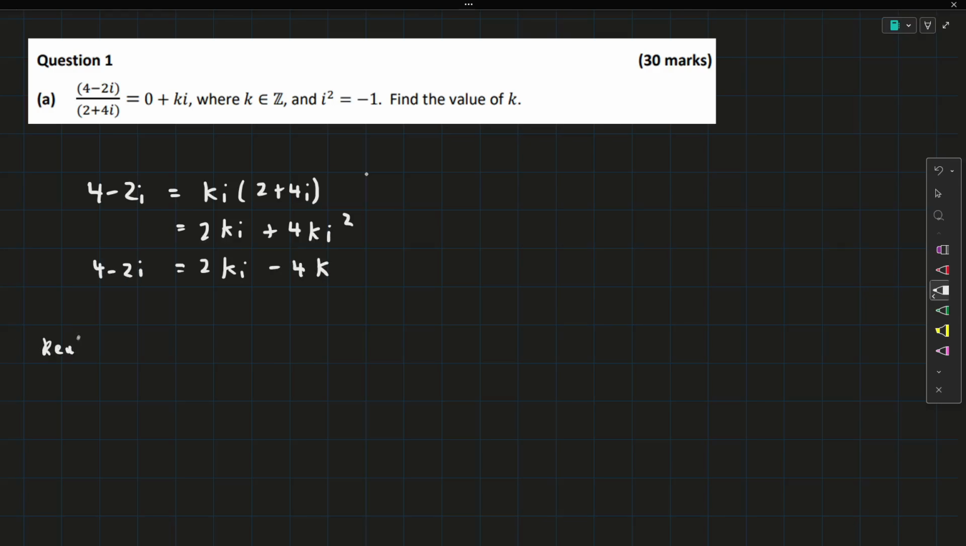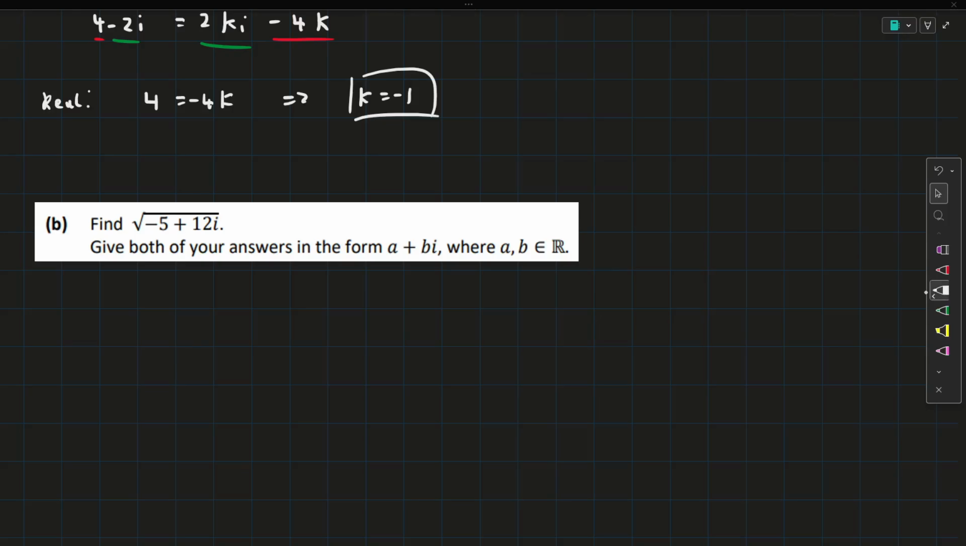So we can compare the real and imaginary parts because it's an identity. So 4 will be equal to minus 4k, and this tells us that k is equal to minus 1. And we can check that because if we use the imaginary parts, we should get the same answer. So if you look at the imaginary parts, minus 2i is 2ki, so that also means that k should be minus 1.